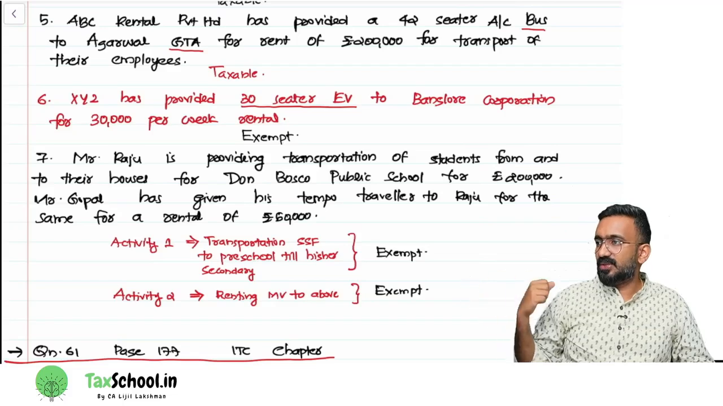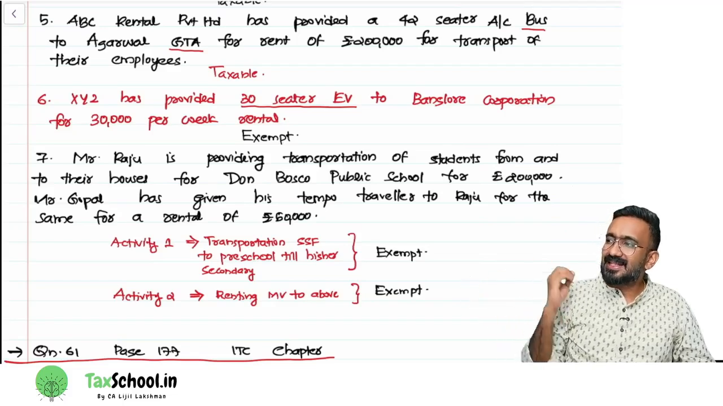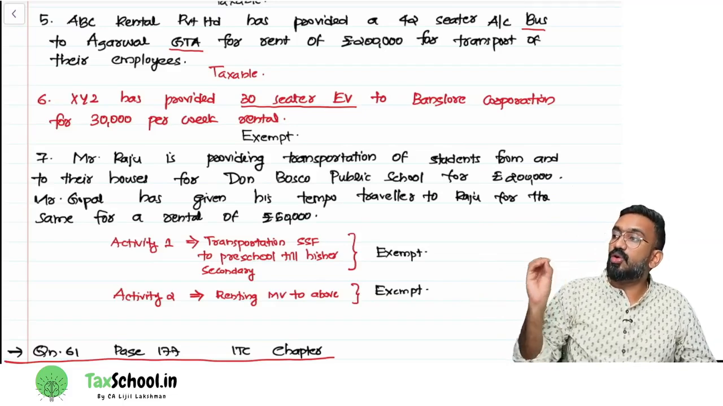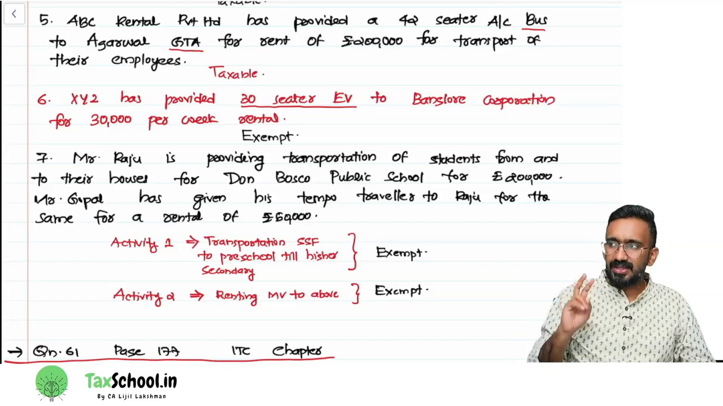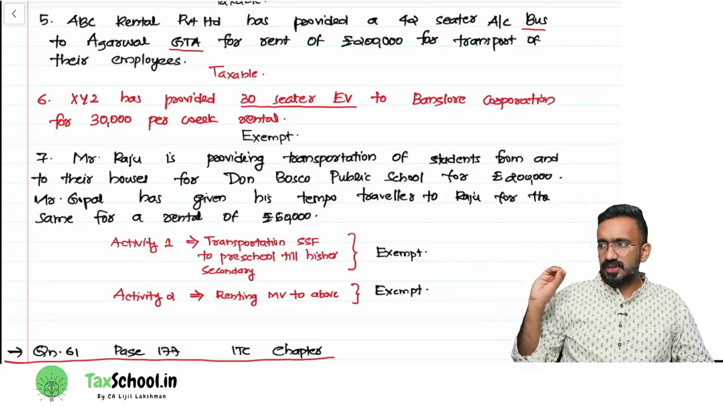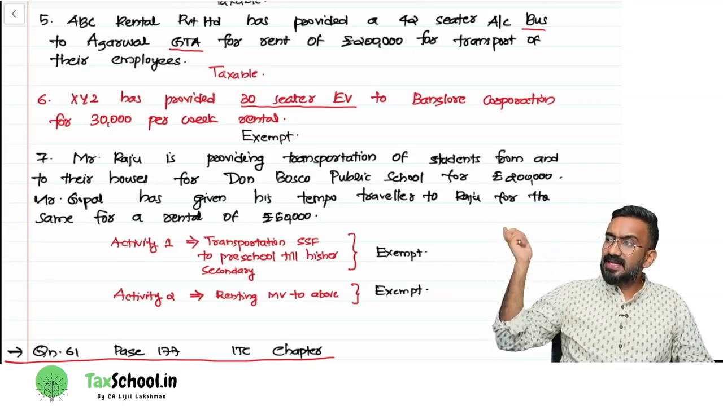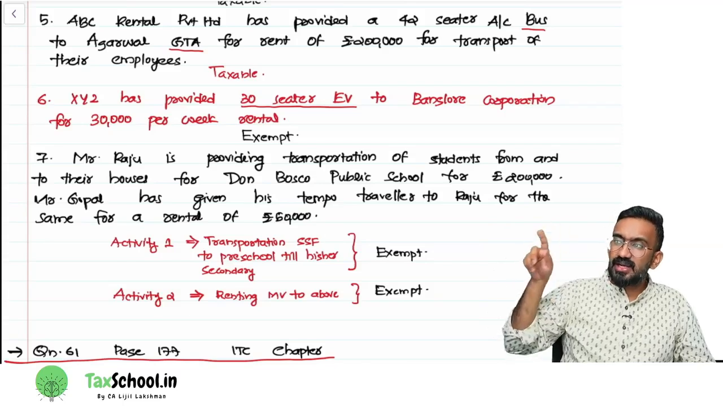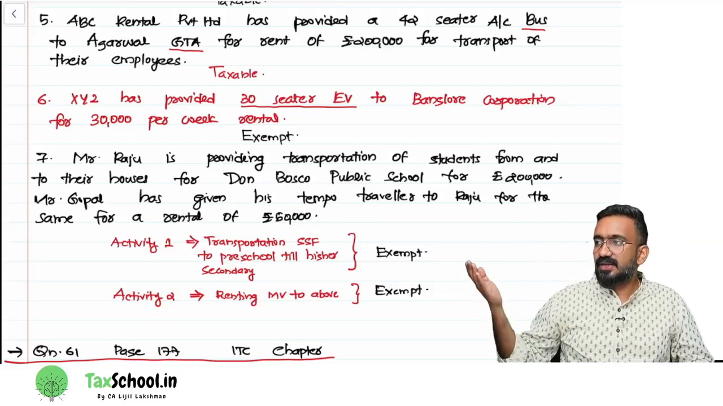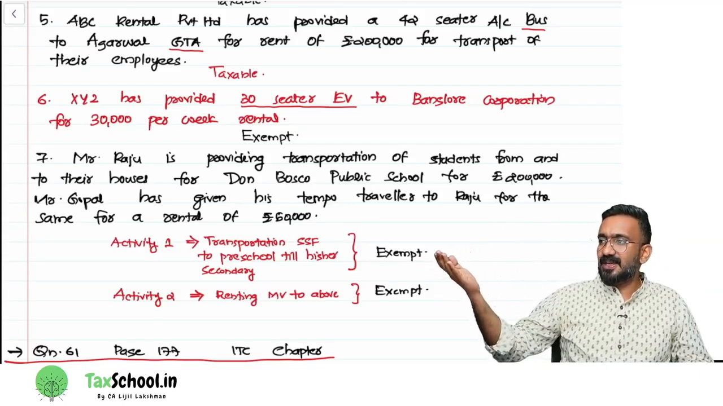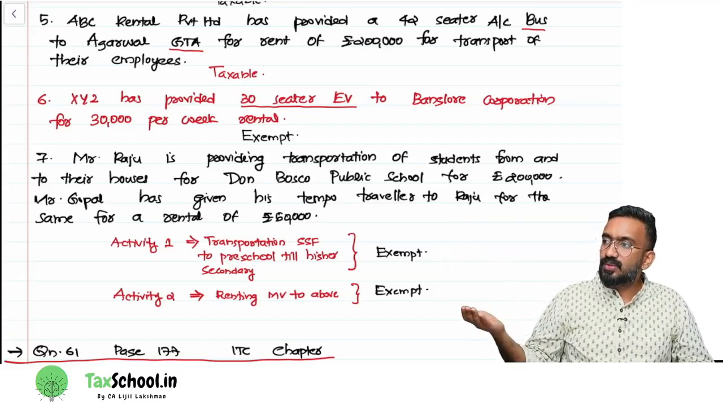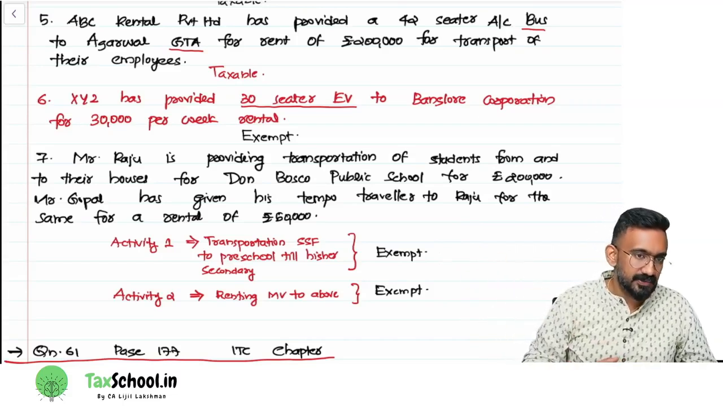Look at the 7th question. Mr. Raju is providing transportation of students from and to their houses for Don Bosco Public School for 2 lakh. Whether 2 lakh would be exempted? Yes, because it is provided to a school. Transportation of students would be exempt. Mr. Gopal has given a tempo traveler to Raju for the same for a rental of 50,000. Whatever rental is given to them also would be exempt? Yes. Activity number 1, transportation of SSF to preschool till higher secondary is exempt. Activity number 2, renting of motor vehicle to the above people would also be exempt.